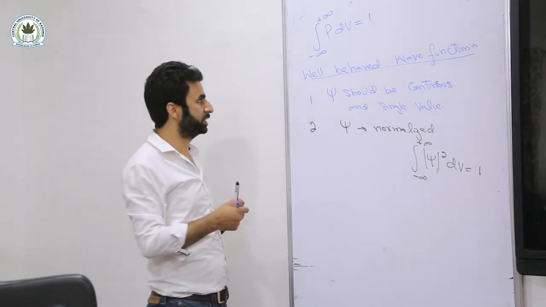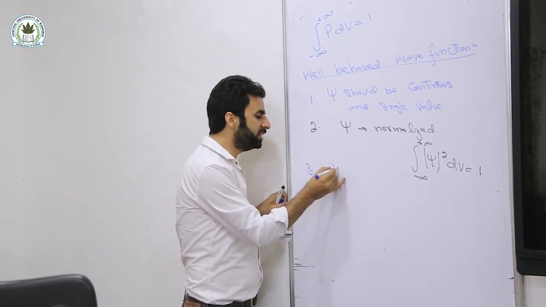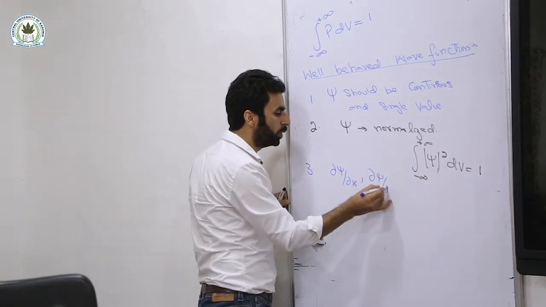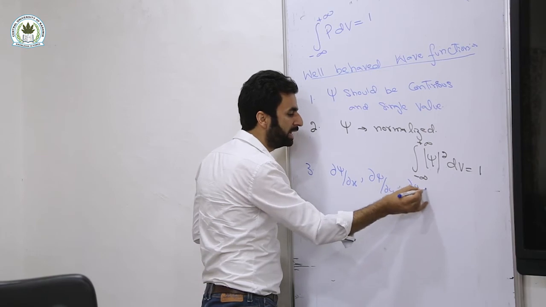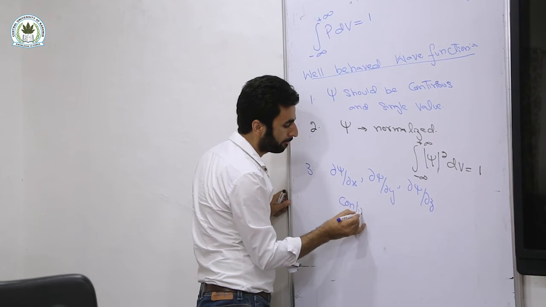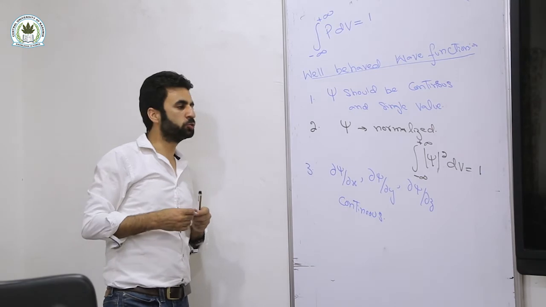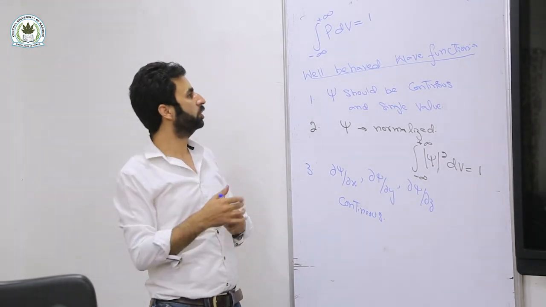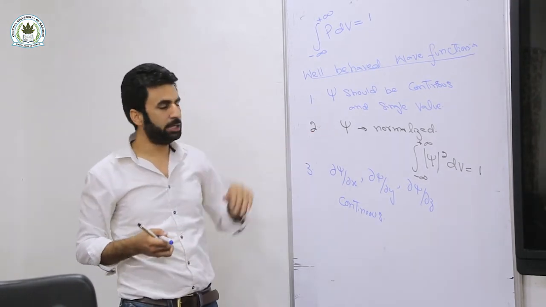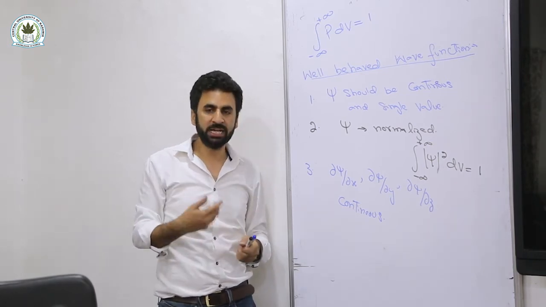And the last condition for a wave function to be called a well-behaved wave function is that the partial derivatives of this wave function, that's dou psi by dou x, dou psi by dou y, and dou psi by dou z, should also be continuous. The partial derivatives of this wave function should also be continuous. So the essential conditions for a wave function are that psi should be continuous and single valued, it should be normalized, and the partial derivatives of this wave function should also be continuous.